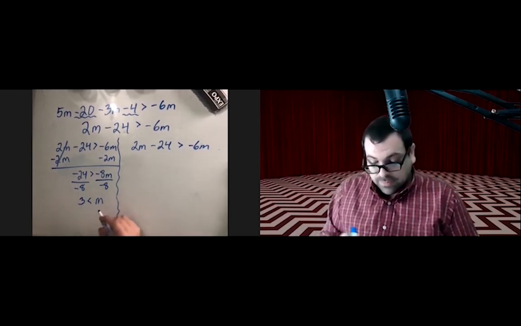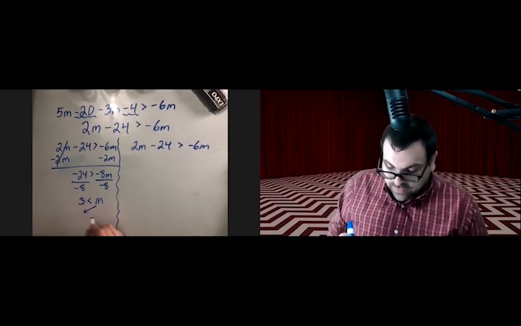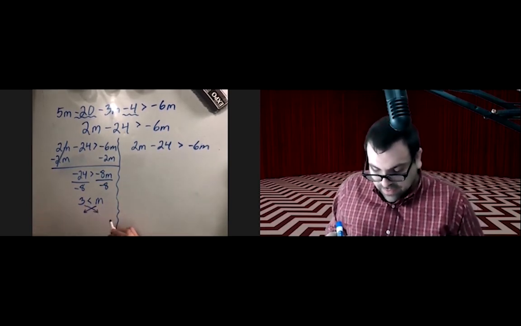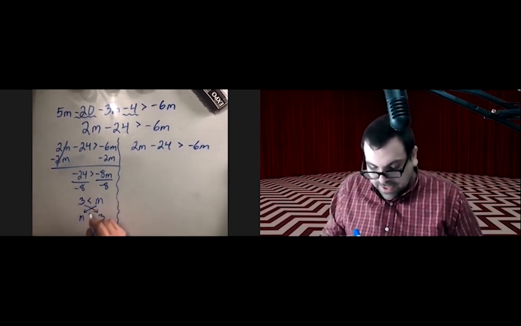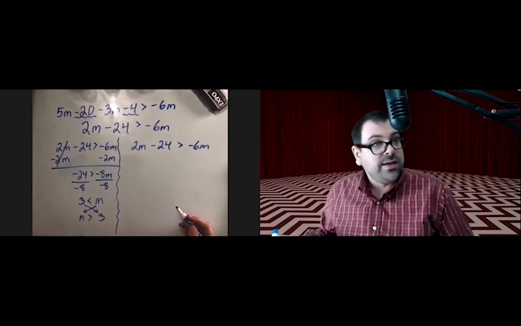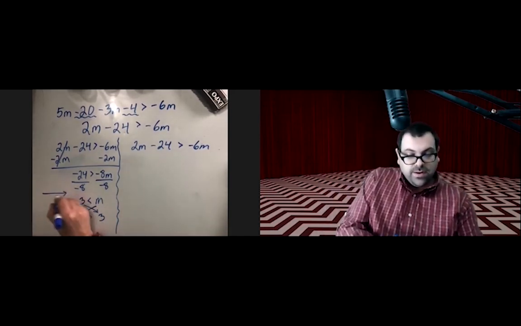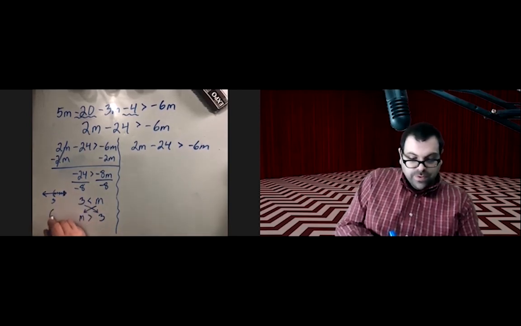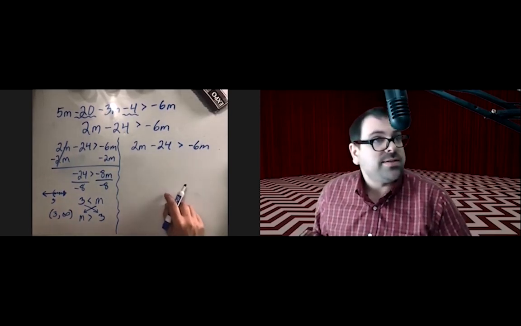To help me graph it properly, I'll switch the whole thing around so that the m goes over here and the 3 goes over there. And then the big side stays with the m and the little point stays with the 3. So this would be m is greater than 3, not or equal to. 3 to infinity would be the answer.